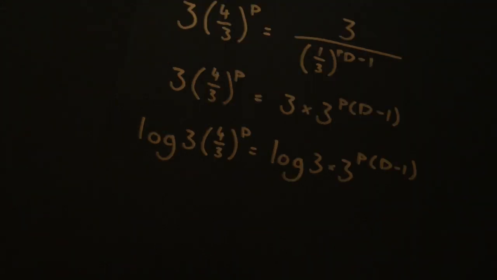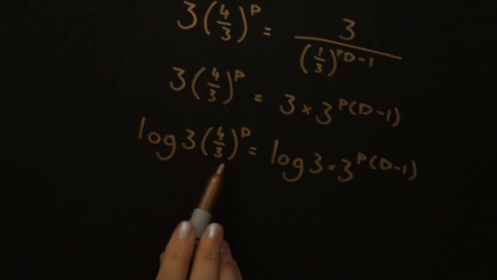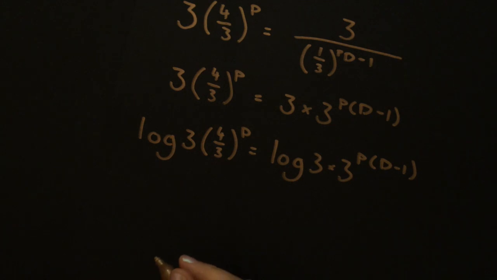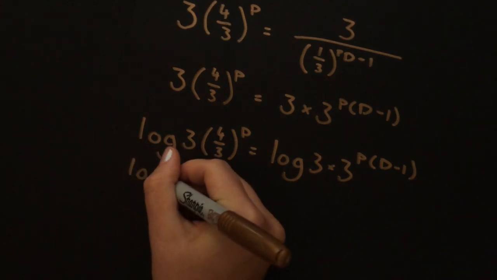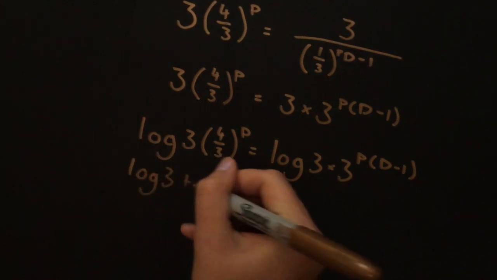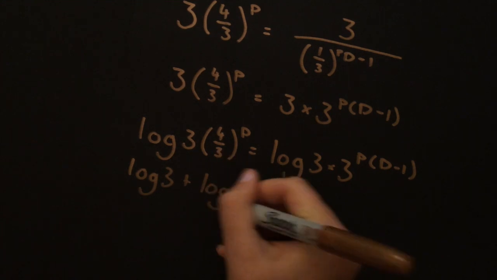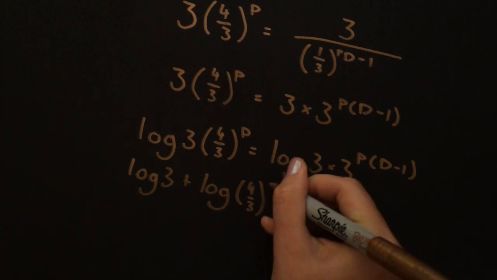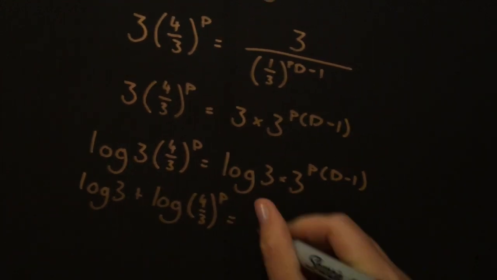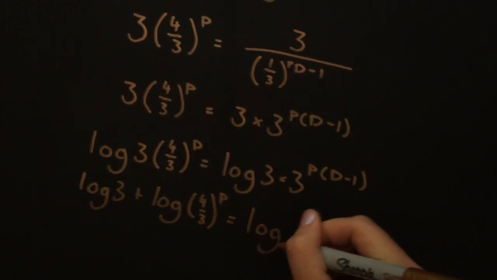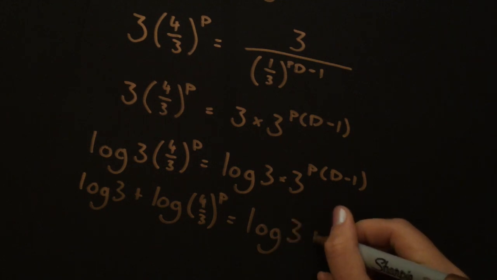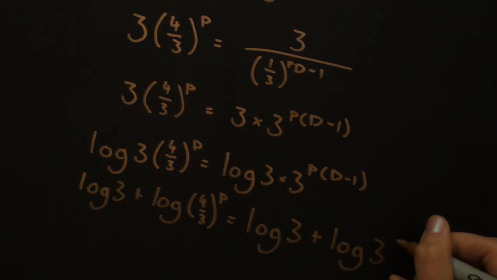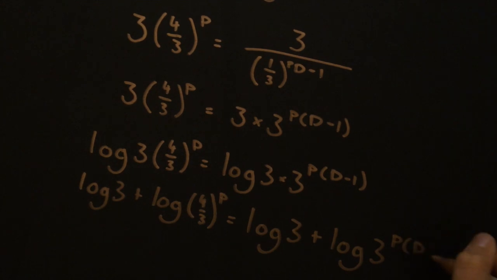I'm going to use the rule that says when you've got two things multiplied together, it would be the logs added together. So that's going to give me log of 3 plus log of 4/3 to the power of p is equal to log of 3 plus log 3 to the power of p d minus 1.